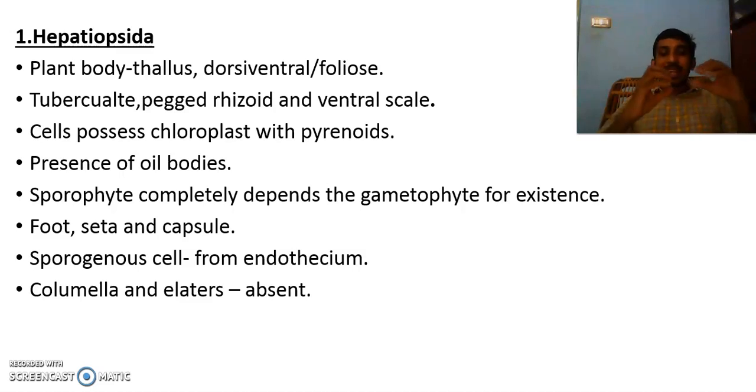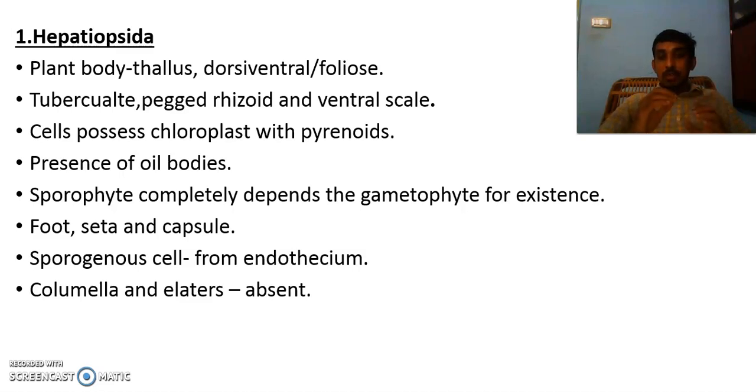And when we move into the sporophytes, they usually reside or live within the thallus or within the gametophyte. So its sporophyte is completely dependent on the gametophyte for its survival, and that sporophyte possesses foot, seta, and capsule. And when moving into the development of this sporophyte, the sporogenous tissue is usually formed from the endothecium of the early embryonic stage.